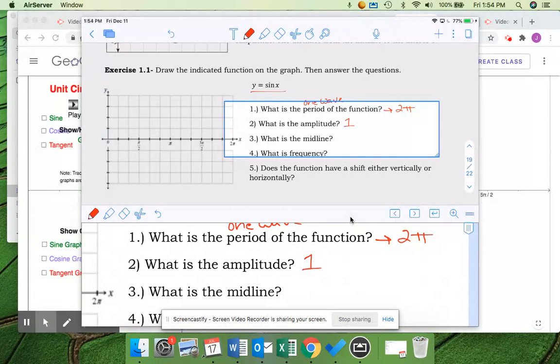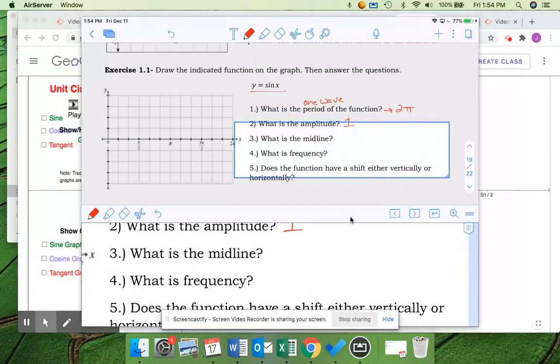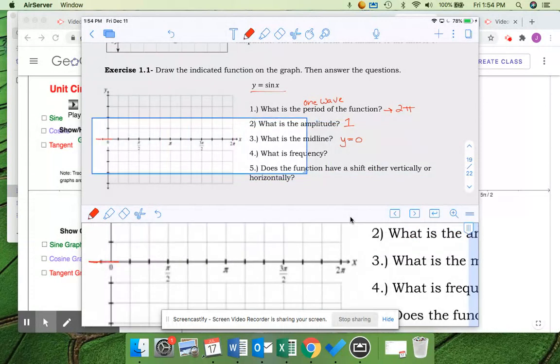It's going to go up 1 and down 1, up 1 and down 1, up 1 and down 1. The midline, you guessed it, that's the middle line. Where is the wave centered? In the regular old sine, it's going to be around 0. We would actually write that as the line it's centered around, y equals 0, right? Because that's where it would be centered, around y equals 0.